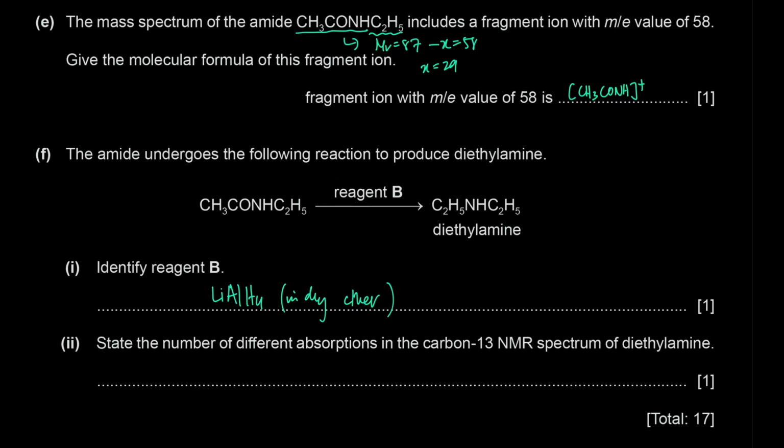State the number of different absorptions in the carbon-13 NMR spectrum of diethylamine. If you look at diethylamine, this is what we have. How many different types of carbon atoms do we have here? These two CH2s are identical because the molecule is symmetric. So these two CH2s are identical, and these two CH3s are also identical. So you only have two different types of carbon atoms, so you will see two different peaks over here.